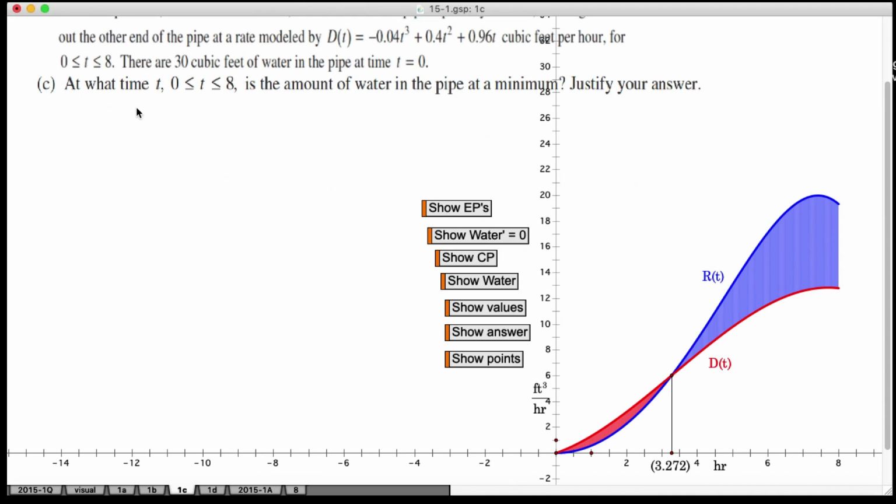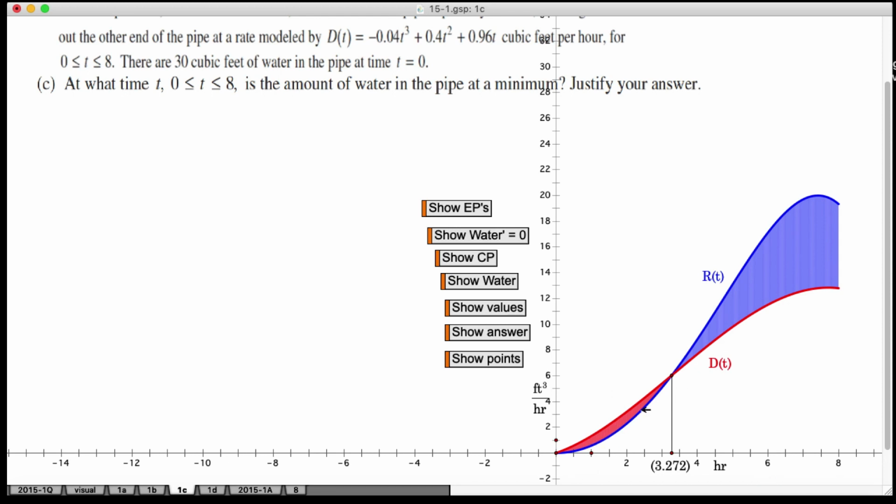Part C says, at what time t on the interval from 0 to 8 is the amount of water in the pipe at a minimum? Justify your answer. And when I say minimum, they mean an absolute minimum. So here, I took the graph from earlier, and here what I'm showing you are these two regions.